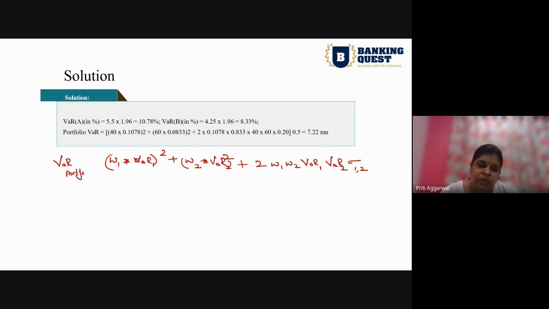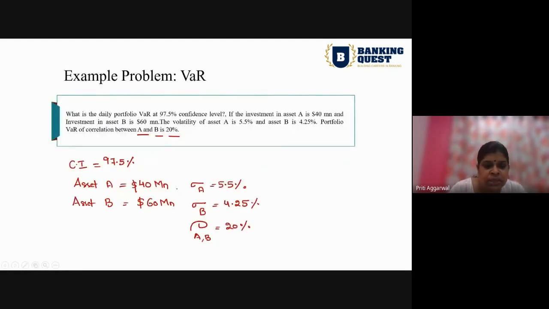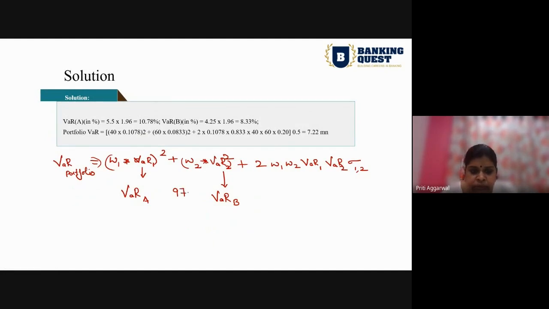Friends, the same formula which we were using for calculating the standard deviation of the portfolio applies here. The only difference is I'm not going to take the square root. I'm going to take it as the total VAR of the portfolio of A and B. So for calculating the VAR of the portfolio, I need to calculate the VAR of security A and the VAR of B at, I think it was, 97.5% confidence level.